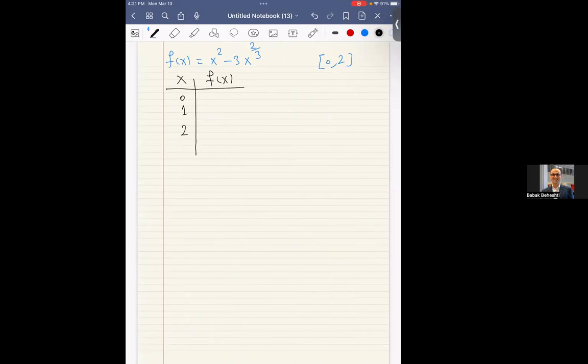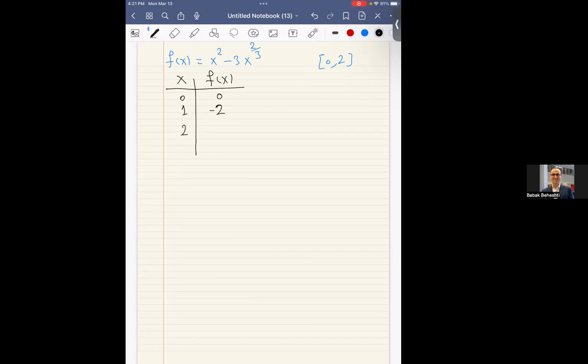Okay, now what is f of 0? F of 0, x squared minus 3 times x to the power 2 over 3, is just 0. F of 1 is also 0, right? How about f of 2? Oh, f of 1 is not 0, sorry. 1 minus 3, which is minus 2.